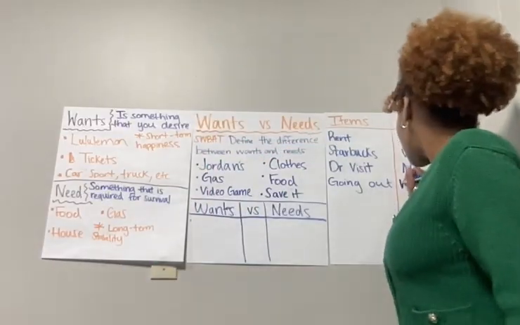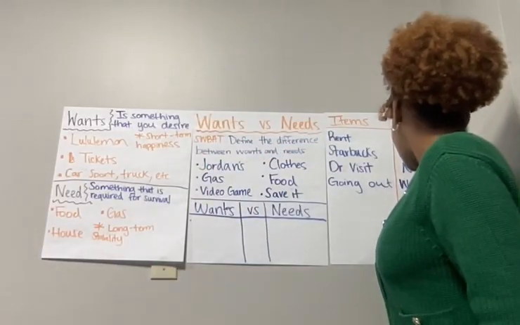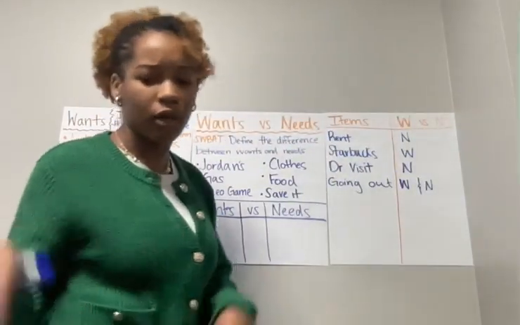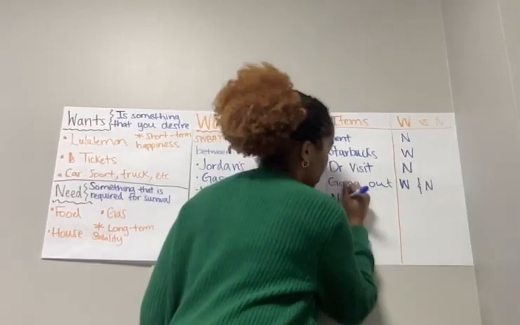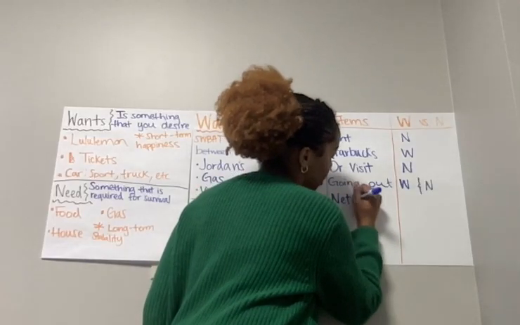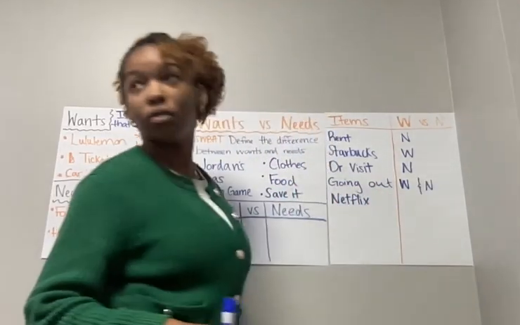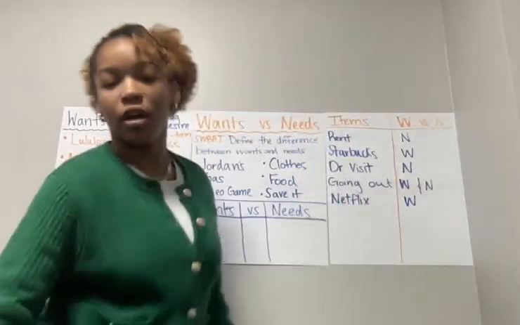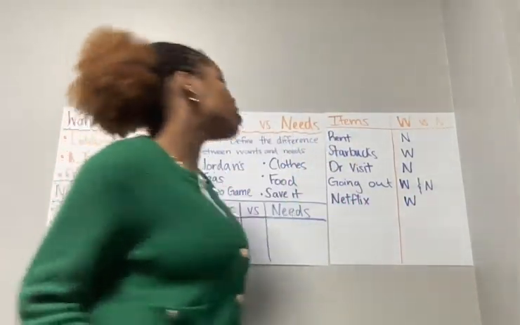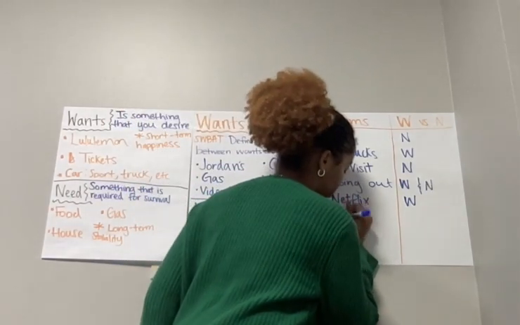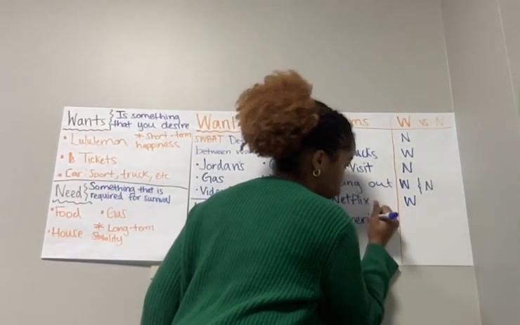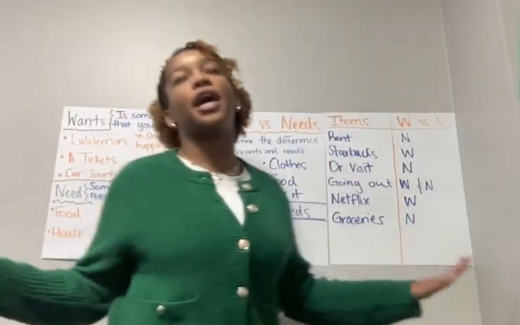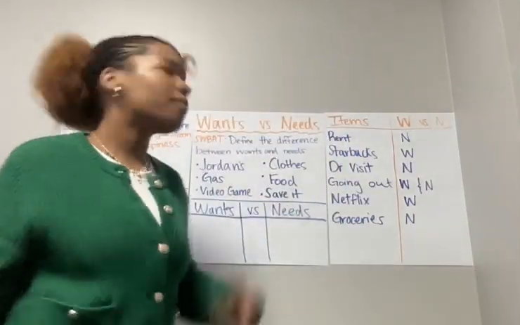So we're going to put want and need here. Let's keep going. Real quick. All right, Team B, Netflix. Want, yes. All right, Team A, groceries. Need, yes. One last one, whole class. AirPods.